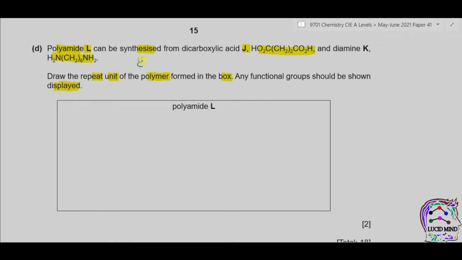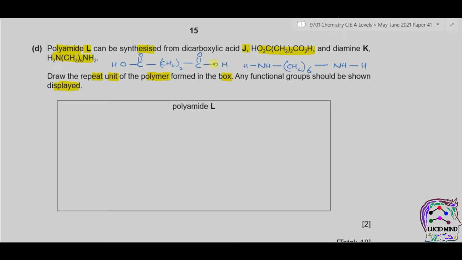We can draw the structure. We have carboxylic acid. Then two CH2 are present. Carboxylic acid on the other end. And in K we have diamine, NH2 on one end. Then there are 6 CH2 and then NH2 on the other end.